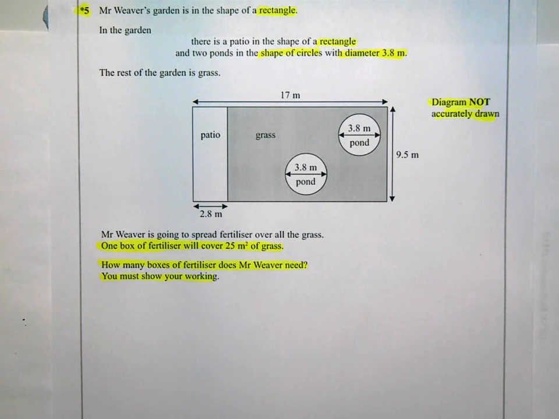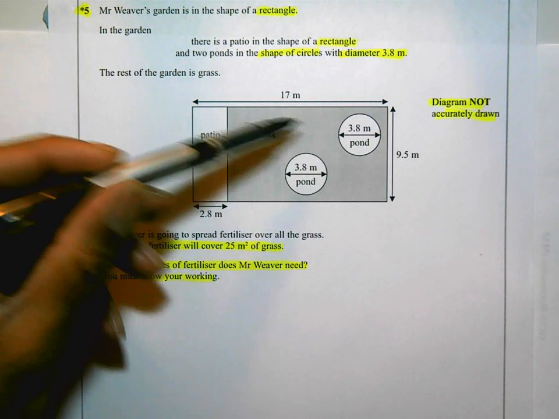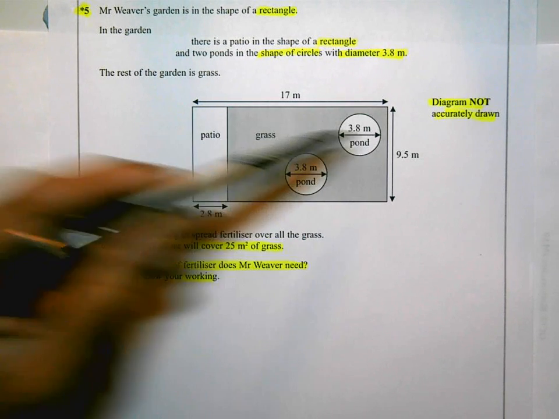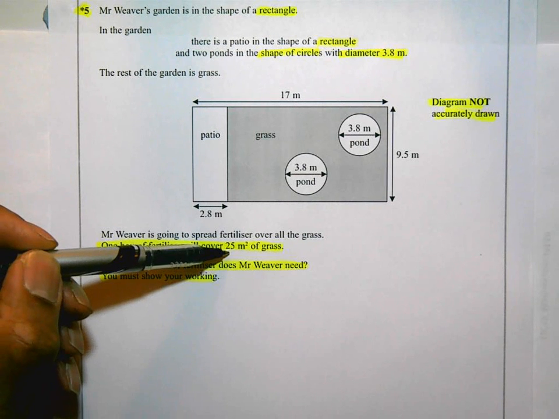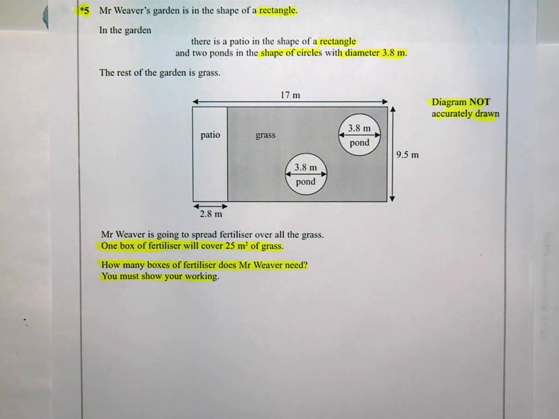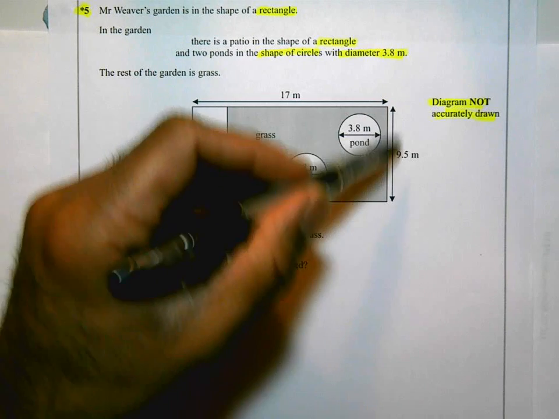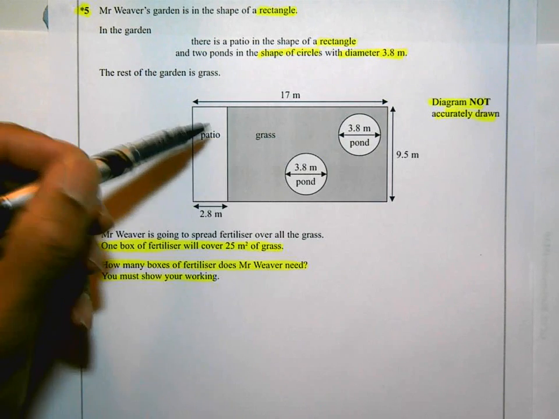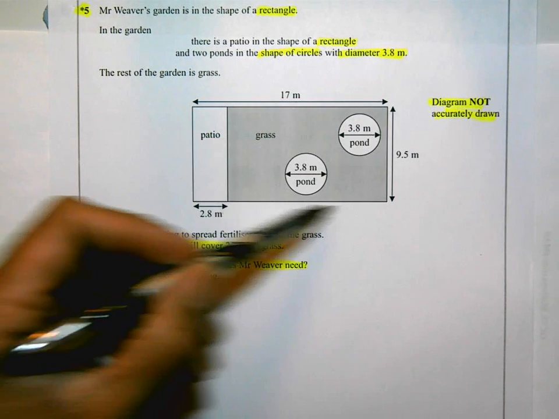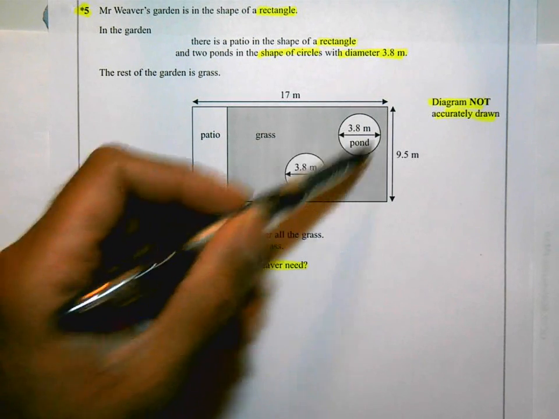Okay, I'm just going to look at the information that I've been given and think about what I want to do. I need to work out the area of the gray section. That's where the grass is. And once I work out the area of the gray section, I need to then divide it by 25 to work out how many boxes of fertilizer I need. So let's get on with working out the area of this gray bit. I need to work out the area of this rectangle without the patio, and then take away the area of these 2 ponds, those 2 circles.